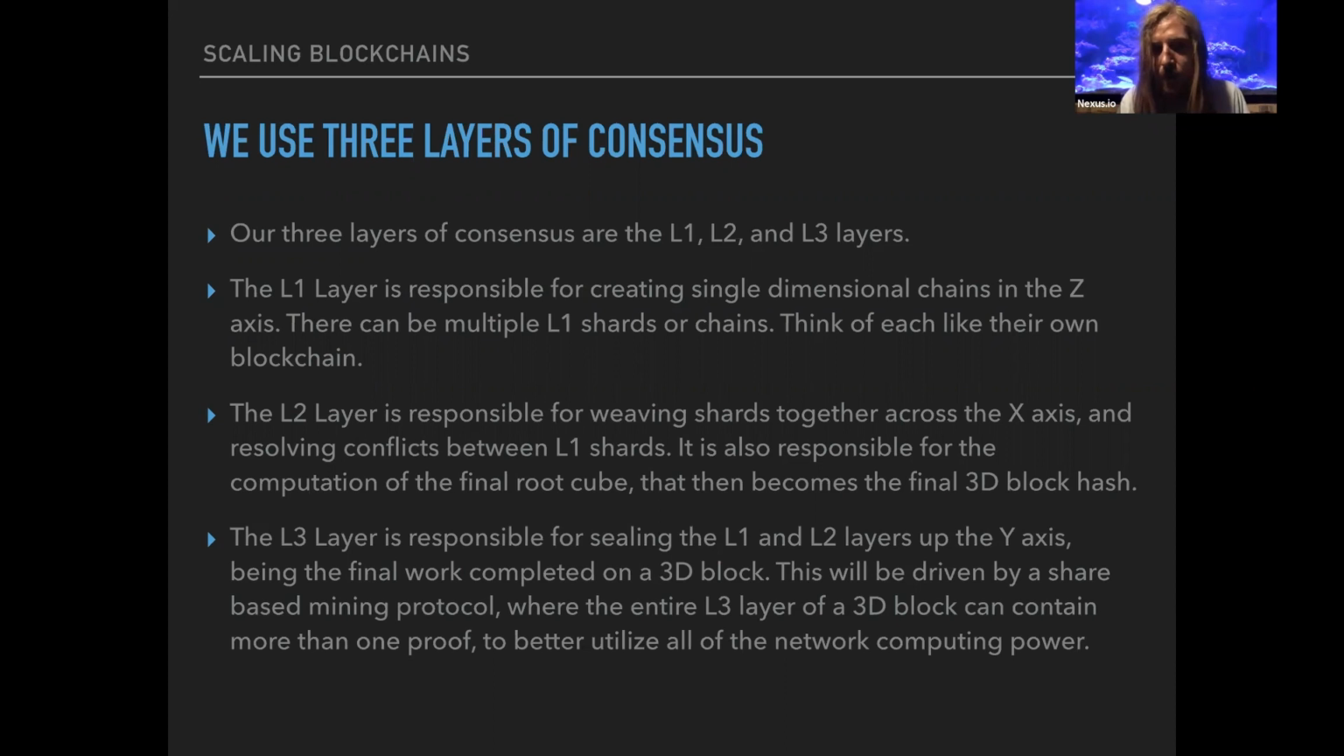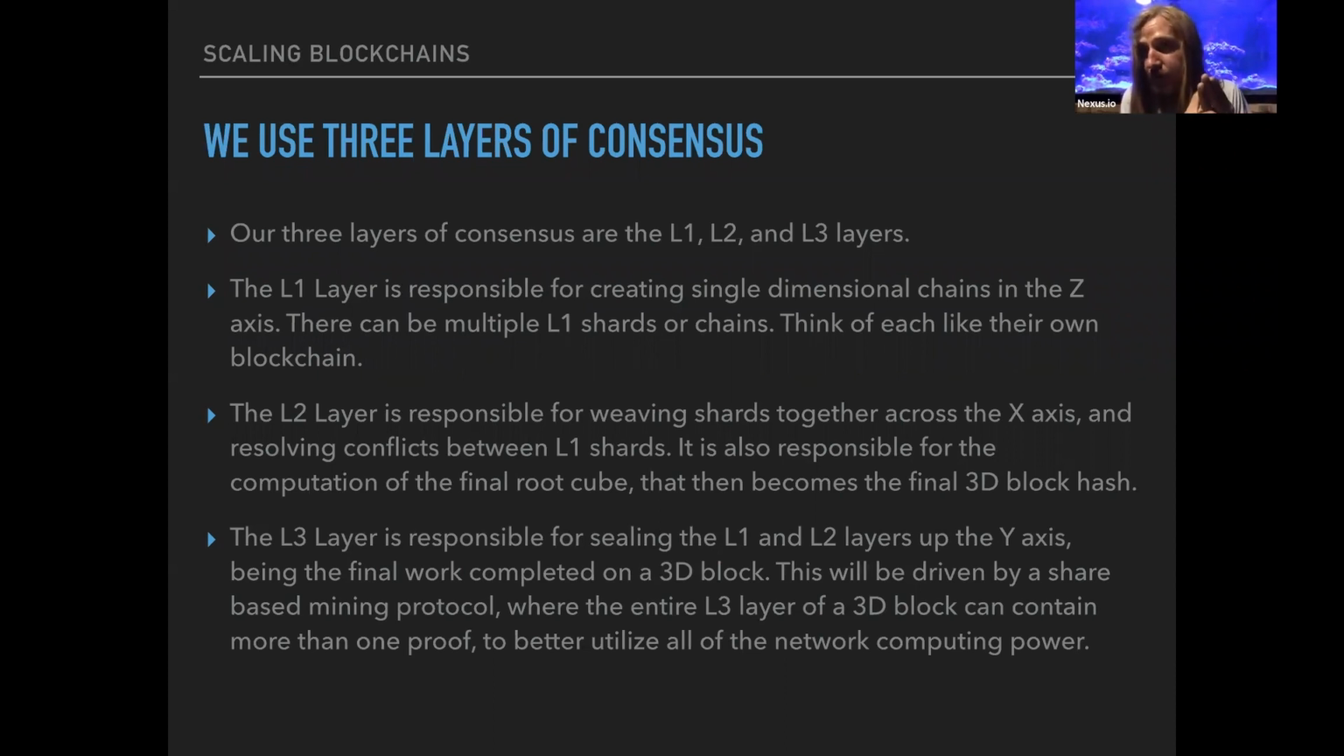So the L2 layer is responsible for weaving shards together along the x, right? And it's also for resolving conflicts between L1 shards. So we don't want shards to have to resolve conflicts between each other. For one, they don't know they have conflicts with one another, because they're in their own shard. So the L2 layer, in an aggregated processing environment, is able to take these L1 shards, and it basically has a consensus process for deciding, if there are 2 conflicting forks of an L1 shard, which one of those is included, based off of the highest amount of trust and weight.